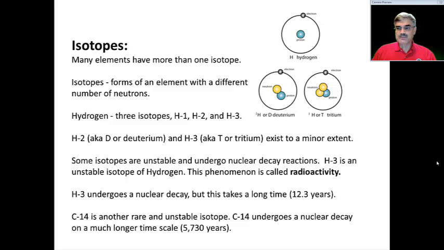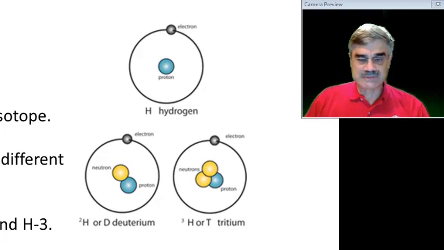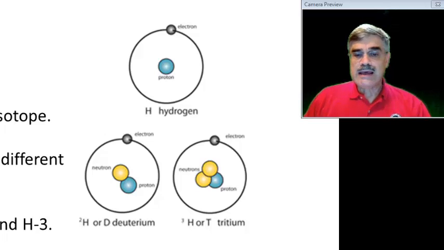Now, by far, the most prevalent one is the simplest isotope that has just a proton in its nucleus, no neutrons. So just a proton in a nucleus and 1 electron in its electron cloud. But there can exist another isotope, or there does exist another isotope called deuterium, which has in its nucleus both 1 proton and 1 neutron. And there can also be made another isotope of hydrogen called tritium, which has 2 neutrons in a nucleus in addition to 1 proton. Now, all 3 of these are hydrogen.